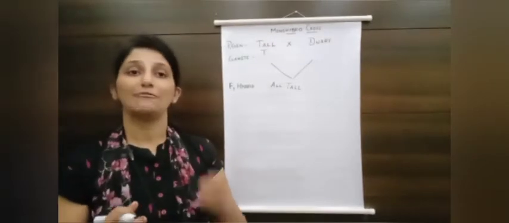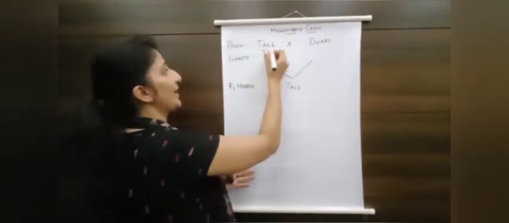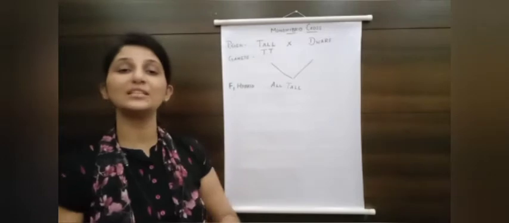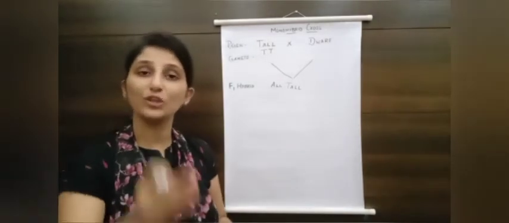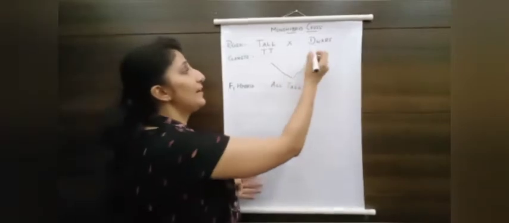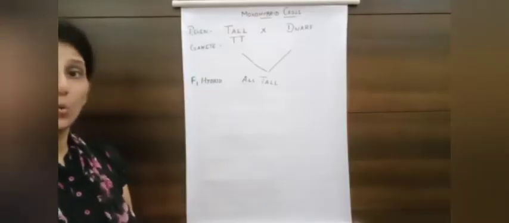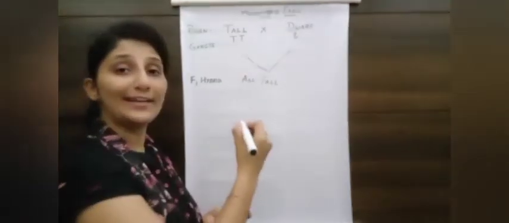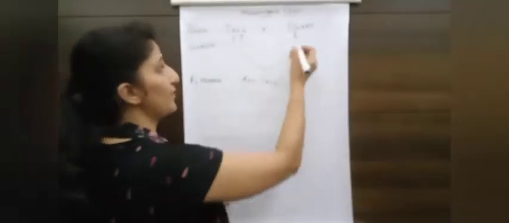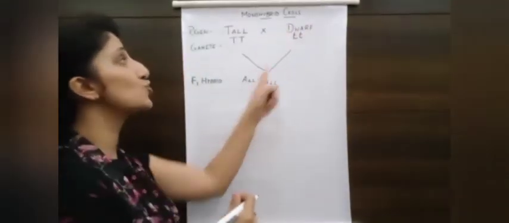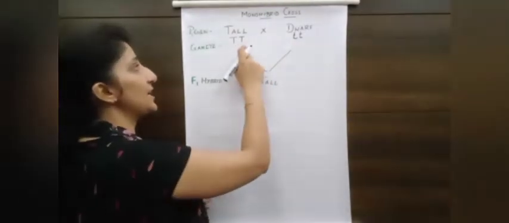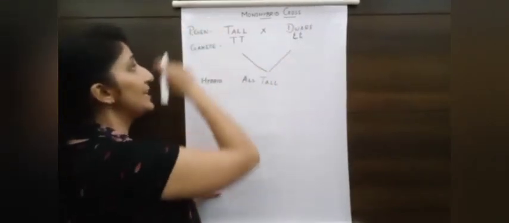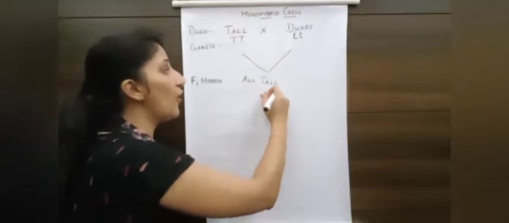And I told you, factors always occur in pairs. So we can write capital T, capital T. And this means it is a true breeding. True breeding means the ones which will give rise to offsprings of the same trait. And the trait which is not expressed in the F1 is denoted by a small letter. So we give small t for dwarf. And it occurs in pairs, so we write two small t's. So capital T capital T is the true breeding tall and small t small t is the true breeding dwarf, which represents the parental generation. And factors are passed to the offsprings through the gametes.